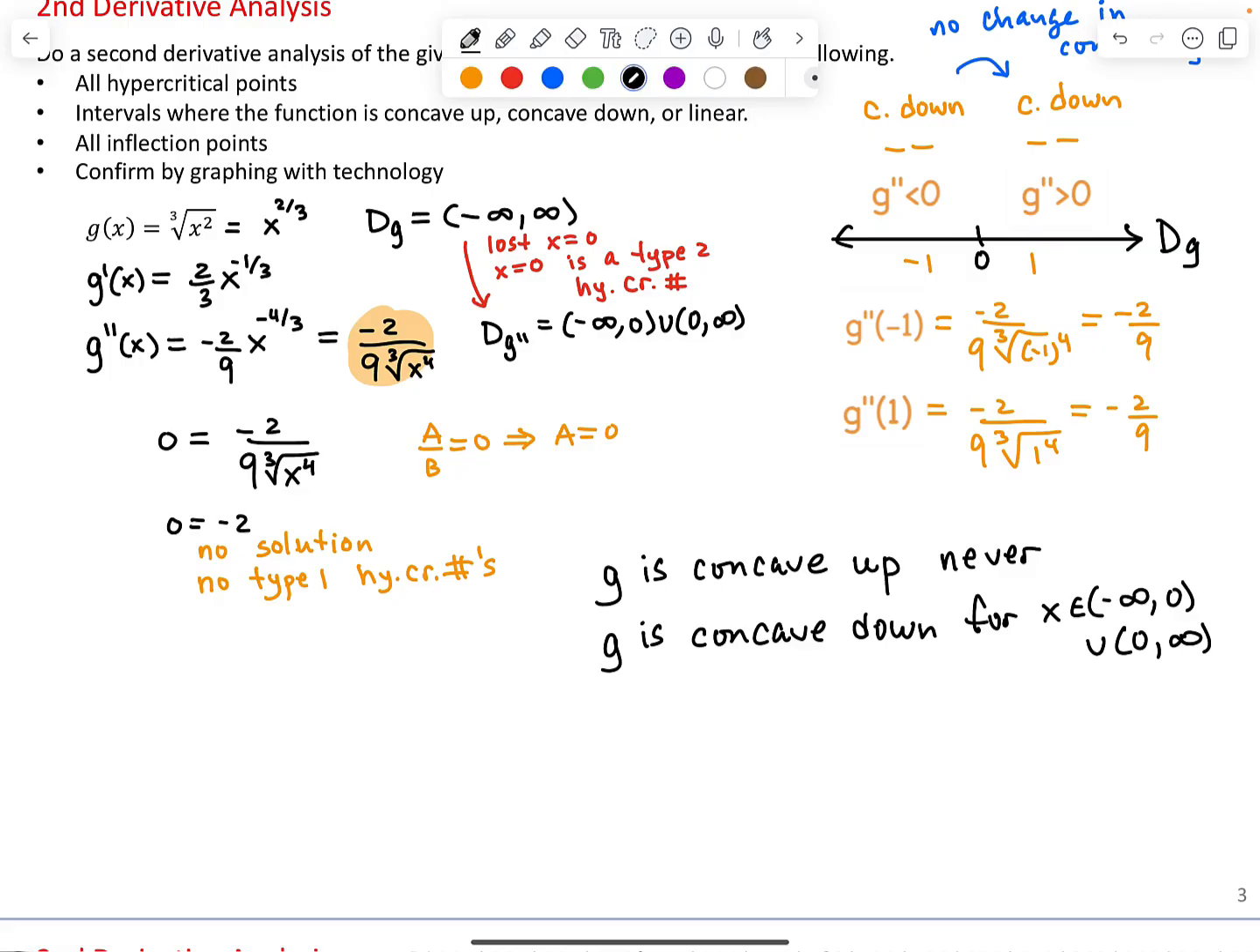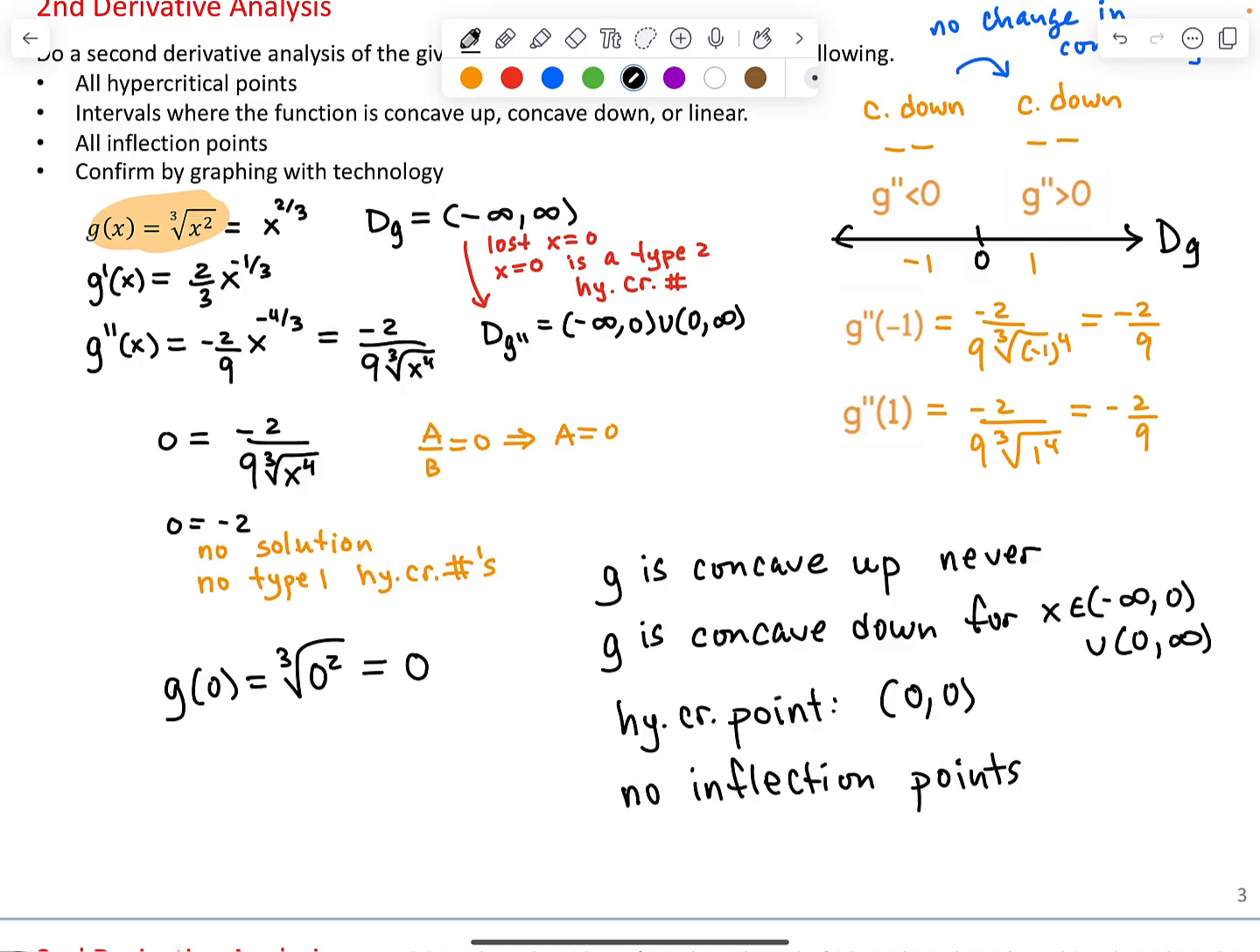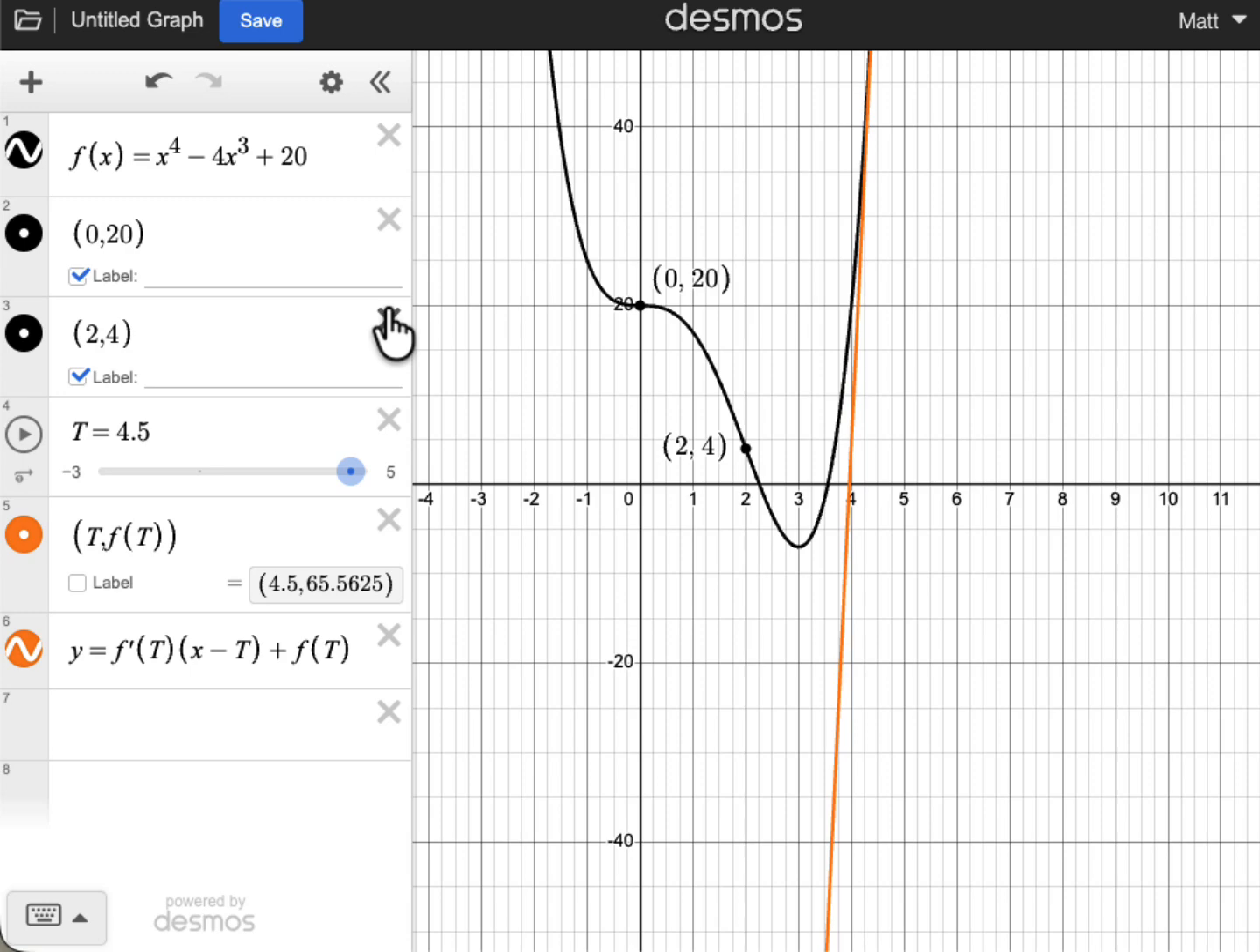Let's go ahead and find the output when the input is 0. So g of 0, looking at the original function now, is the cube root of 0 squared. That's just going to be 0 back. So we do have a hypercritical point at (0, 0), but it is not an inflection point because the concavity did not change. Confirming in Desmos, I'll keep my slider programming.